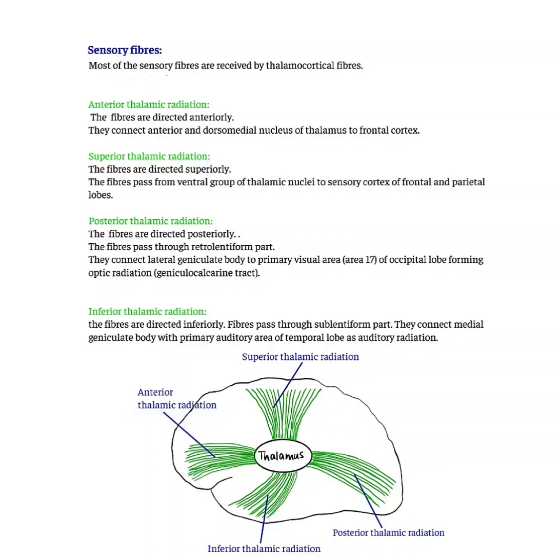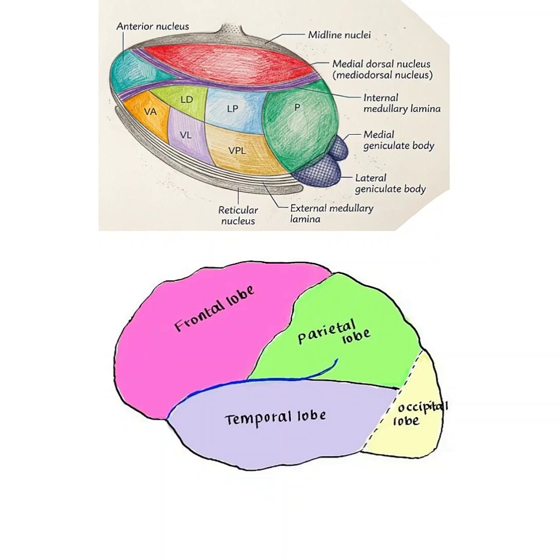The fibers form thalamic radiation as follows: anterior thalamic radiation, superior thalamic radiation, posterior thalamic radiation, and inferior thalamic radiation. Anterior thalamic radiation: the fibers are directed anteriorly. They connect the anterior and dorsomedial nucleus of thalamus with the frontal cortex.